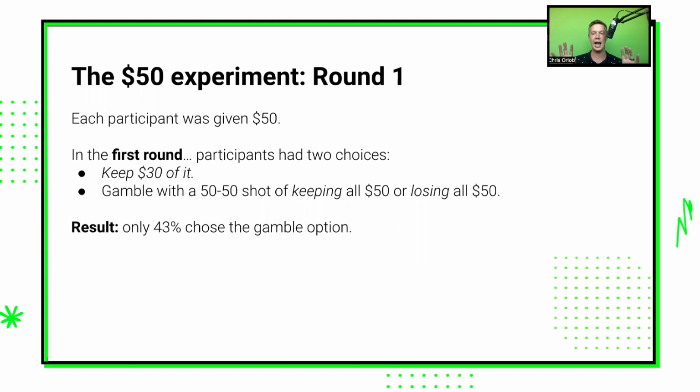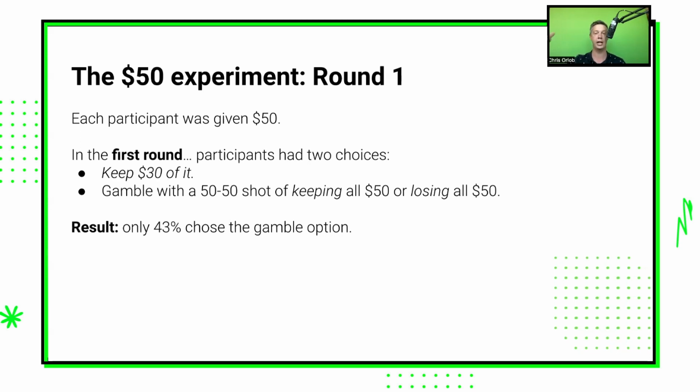And in this experiment, they had 2 groups of people. They had round 1 and round 2. And in round 1, they had, I think it was like 6 or 7 people. Each participant in the first group was given $50. Now, in this first round, the participants had to make one of 2 choices. They could either keep 30 of the $50, they totally get to keep it. And notice the italics on the word keep. We're going to come back to that. They can keep 30 of the $50 guaranteed, or they can gamble all 50 of the dollars with a 50-50 shot of getting to keep all 50 or lose all 50.